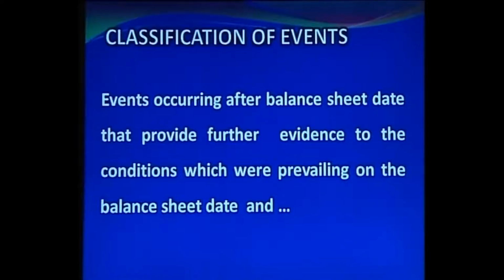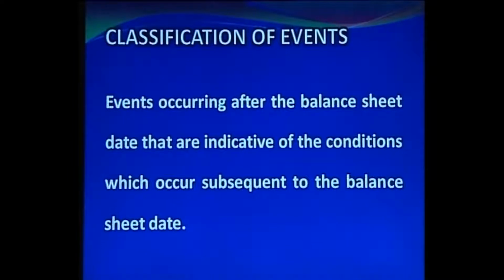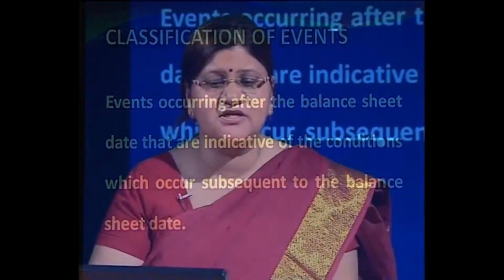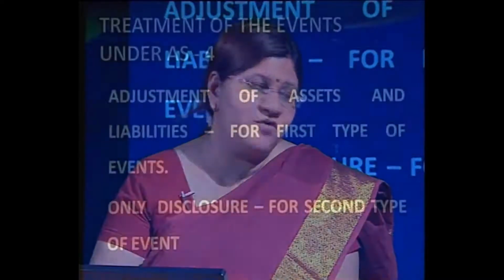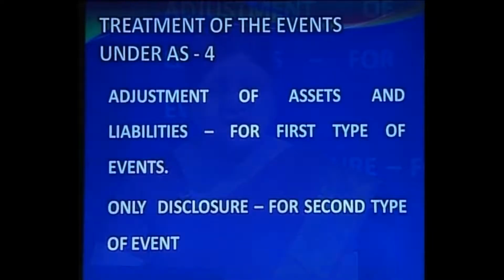We have given it number 1 events, and the second events are those events which occur after the balance sheet date that are indicative of conditions which occur subsequent to the balance sheet date. There was no prior indication of such acts on the date of balance sheet. Now, what is the treatment of such events? As we have already discussed, the first type of events would require the adjustments of assets and liability.